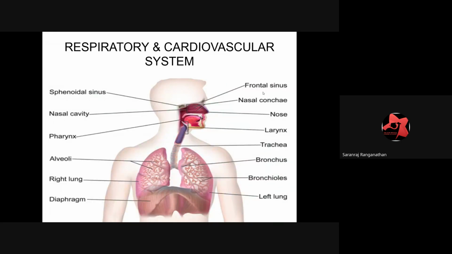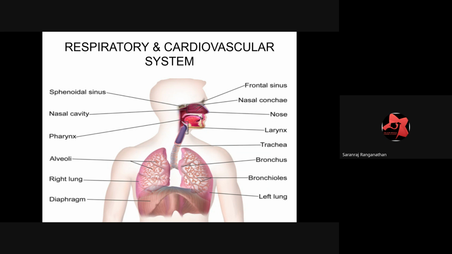Okay, today we are going to see about the CPT codes for the respiratory and cardiovascular system of surgery topic. So first we are going to see about the respiratory system. In the respiratory system, what are the anatomical parts involved in the image they have given here?